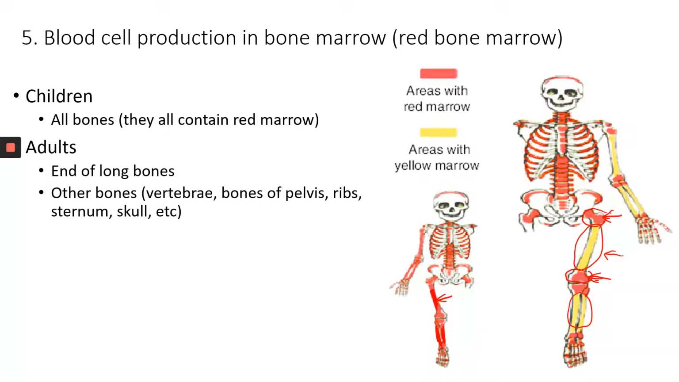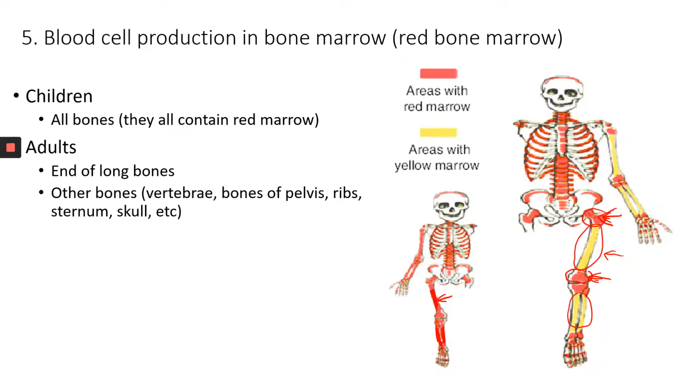Now, in adults, most of the red marrow in long bones has been replaced by yellow marrow. They can still make blood with the red marrow at the ends, but now the sites for active hematopoiesis have shifted.